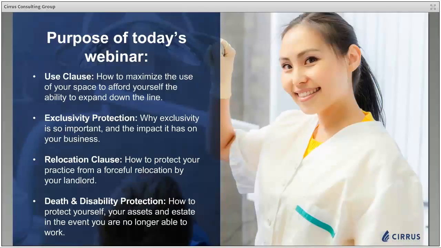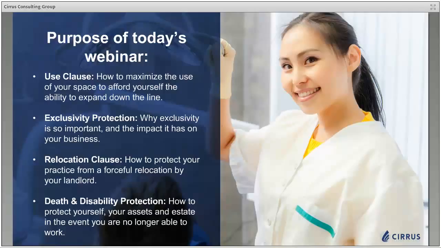Along the same lines, I would like to explore the exclusivity provision and exclusivity protection within your lease agreement. Following the exclusivity provision, I would like to discuss an article that many of you may be familiar with and some of you may not be familiar with. This is the relocation article, which is in a lot of doctors' lease agreements, in a lot of healthcare lease agreements across the country, and which can prove to be detrimental to the practice if not handled appropriately.